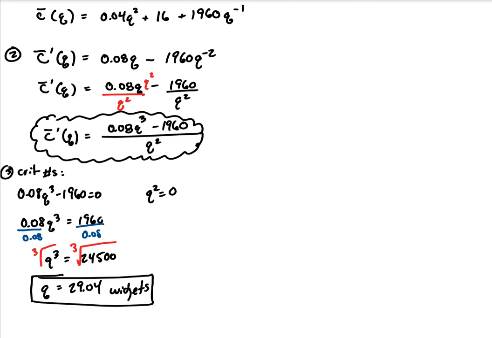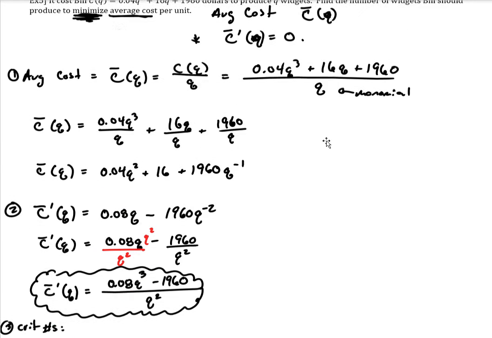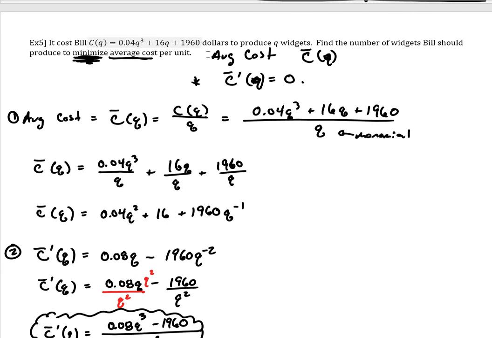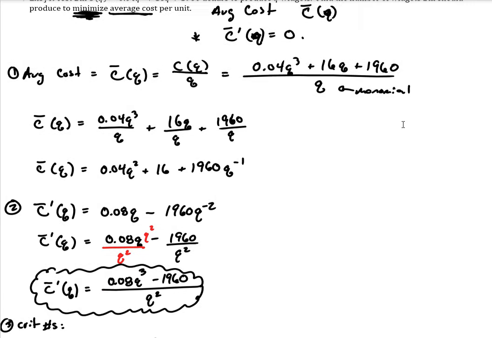Where q squared is equal to 0, well, square rooting both sides would give us q equals 0. This would be considered a critical number. I'm going to cloud it, but it really wouldn't make sense. Obviously, that would minimize cost if your quantity is 0. We're assuming, though, that they will make stuff.